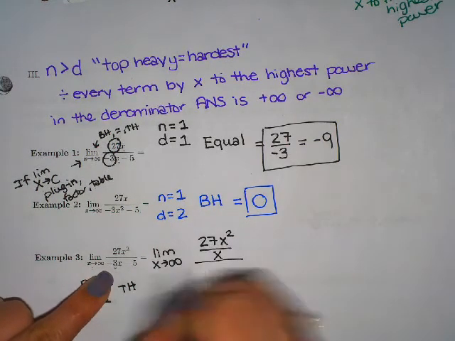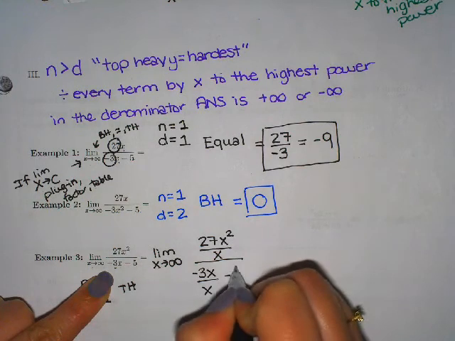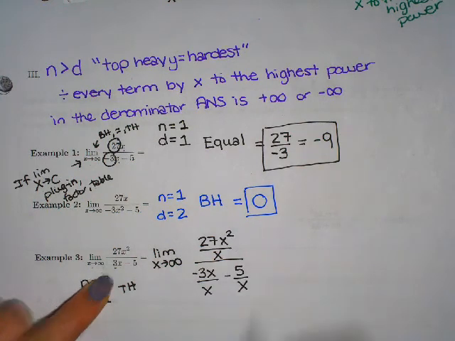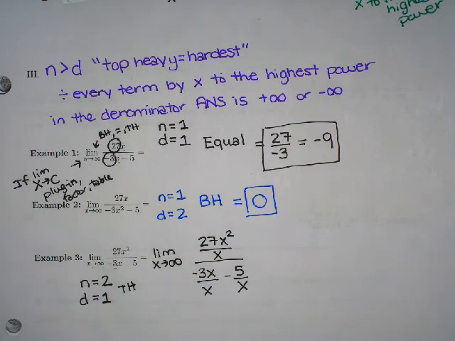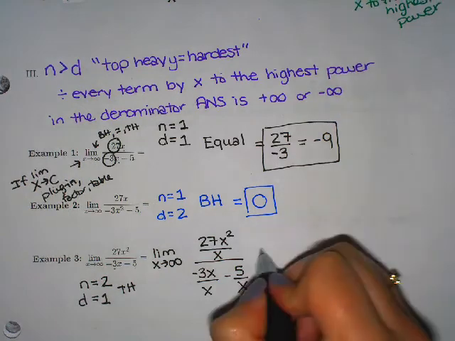27x squared gets divided by x. In the bottom, we have -3x. That's going to get divided by x. We have -5, and that's going to be divided by x. Every single term gets divided by x. And now we're left to simplify what's left.